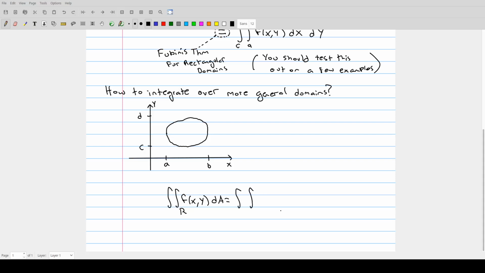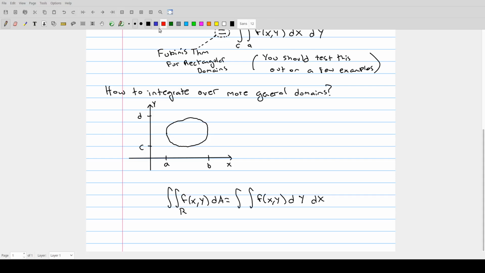This is going to be an iterated integral of the same function, but we have to choose an order. So in this case we'll do dy dx, and then we have to figure out what the new bounds are going to be.